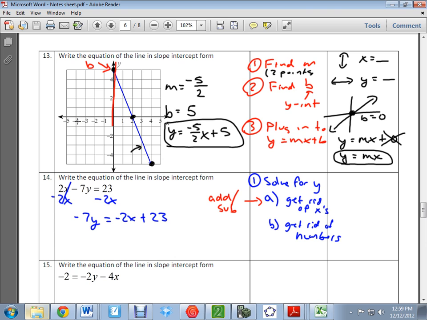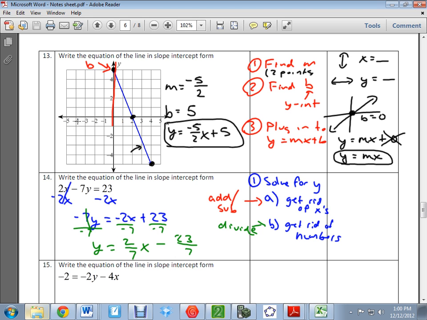Okay? Now I need to get rid of the number. The number is with the y. Divide by negative 7 on everything. And this step is commonly done by dividing. Okay? That's usually how you would get rid of the number part. So y is equal to, what is negative 2 divided by negative 7? 2/7 x minus 23 divided by 7 doesn't go in evenly, so it's just 23/7. It can't be reduced, so that is what it is.